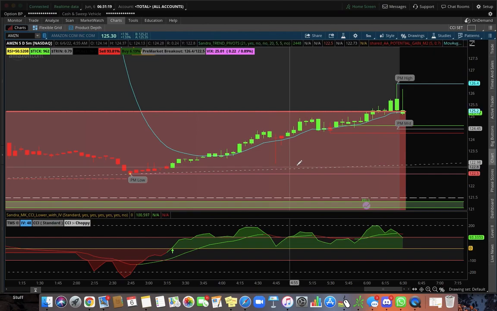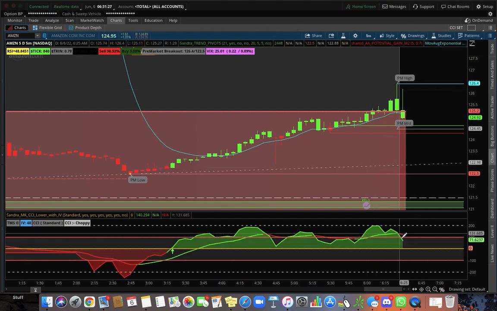Okay. Earlier. So what do we got? We can see that we got a nice big wick. I'm going to change my wicks here. And look at how CCI has crossed downwards, by the way.